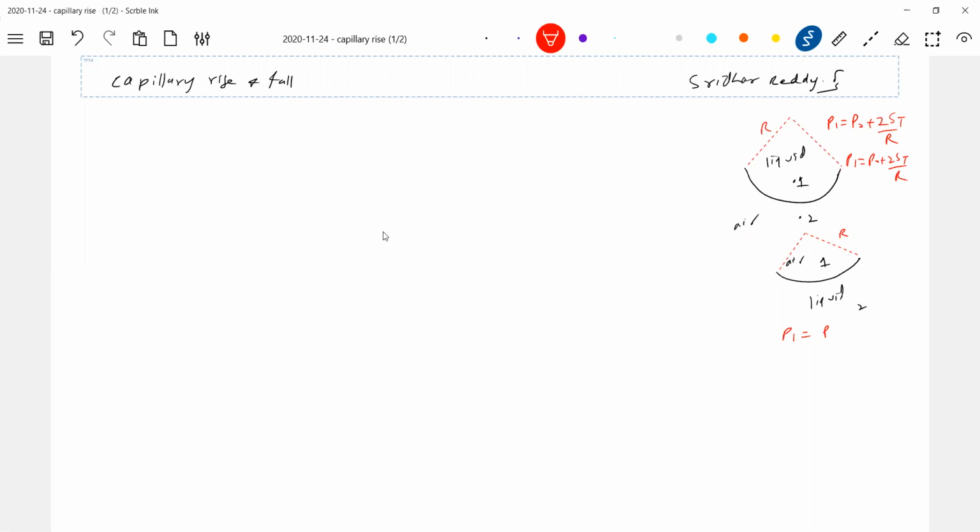Similarly, now this is air, what is the pressure at 1? Pressure at 1 will be P naught. So what is the equation? P1 equal to P2 plus 2T by R. What is P2 equal to now? In this case, P2 will be P naught minus 2T by R. Able to understand? So we are not talking about inside the liquid or outside the liquid. Everything here will be liquid.